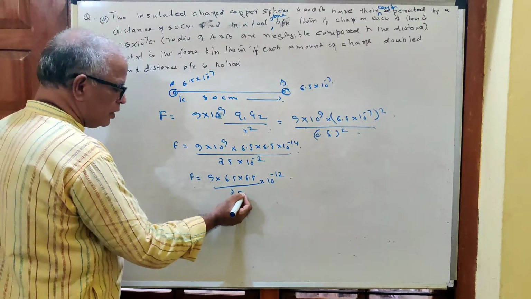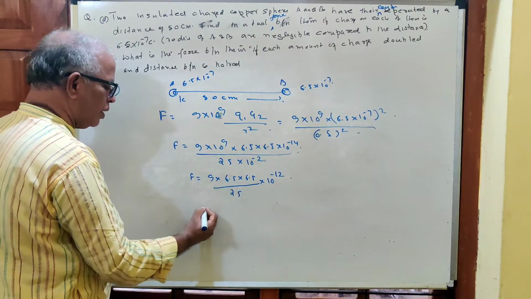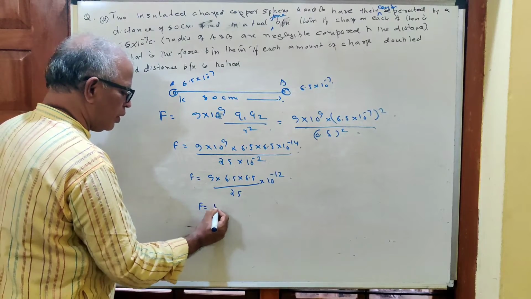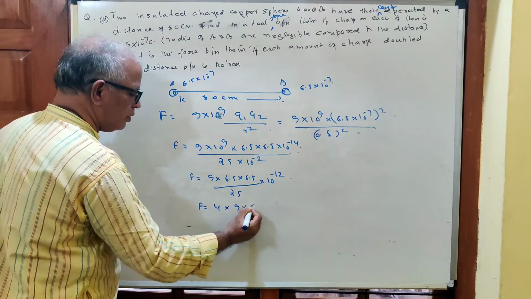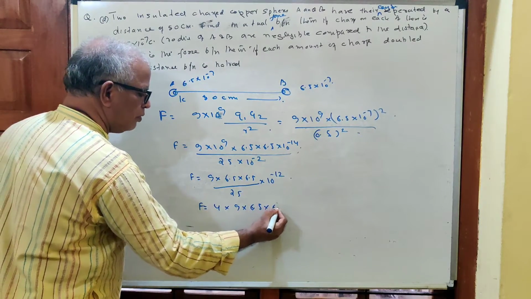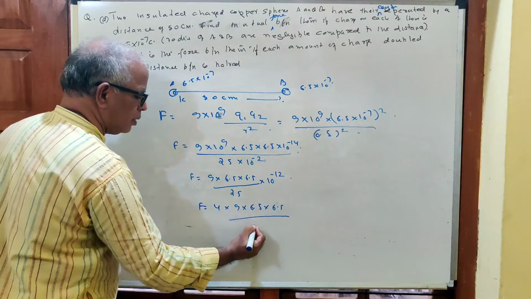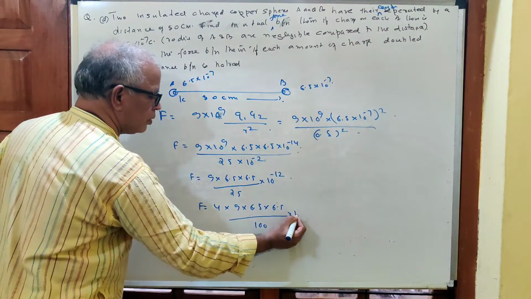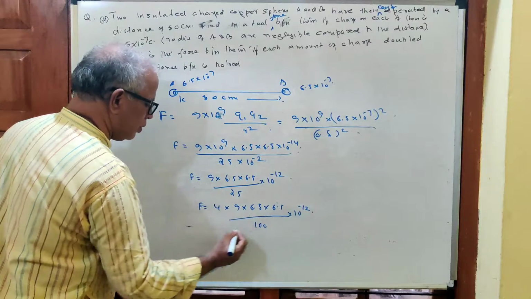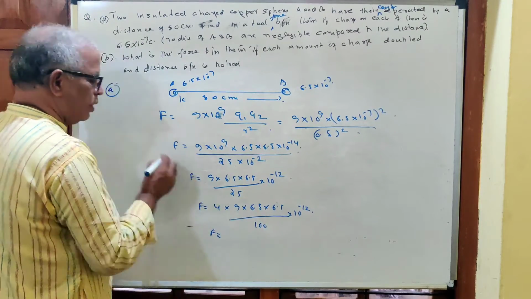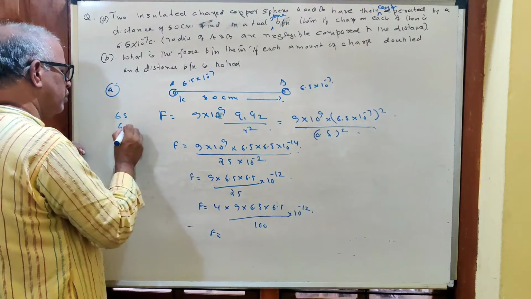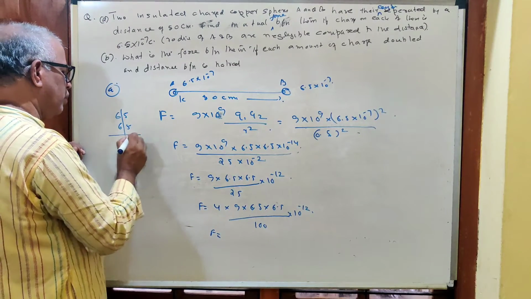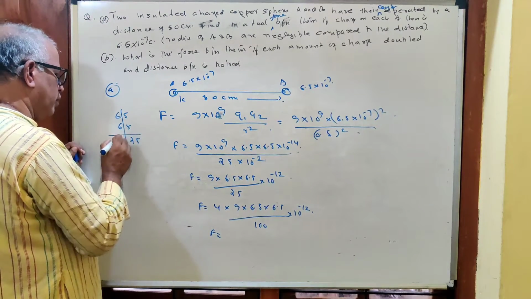To multiply this, do by 100. Multiply by 4 into 9 into 6.5, by 100 to 10 to the power minus 12. So you will get F is equal to, what is 65 into 65? 4225.